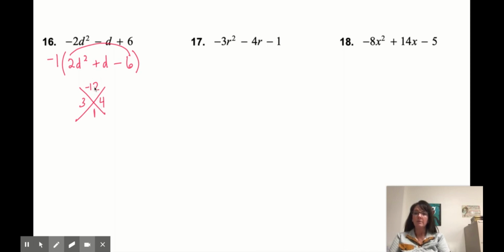Since this is negative, one of them is negative. Since this is positive, the highest absolute value is positive, so that must make this negative. Now, these numbers are splitting up this positive 1. So we will rewrite this. I'll keep the negative 1, and we'll have 2d squared minus 3d plus 4d minus 6.